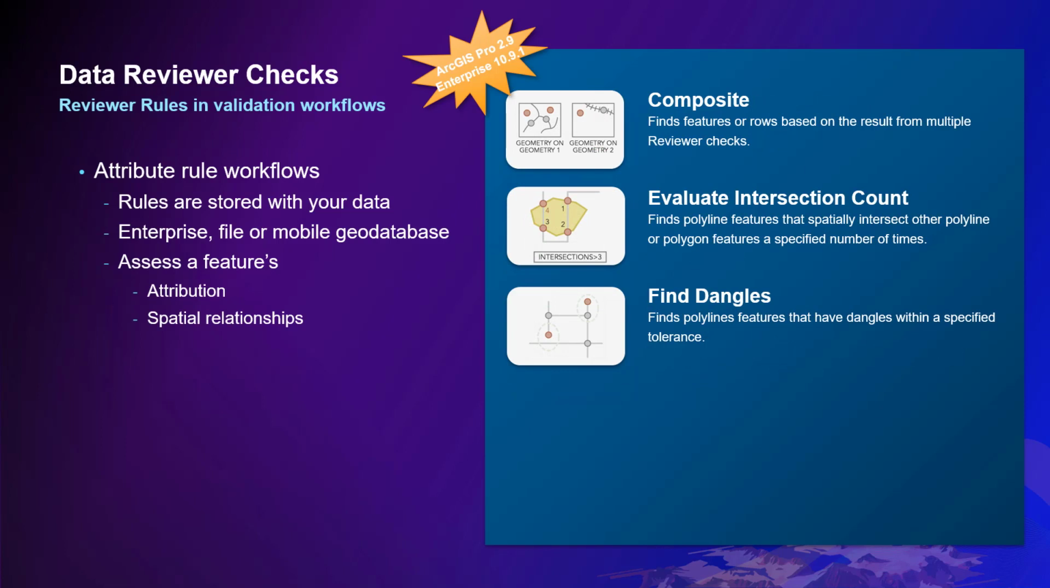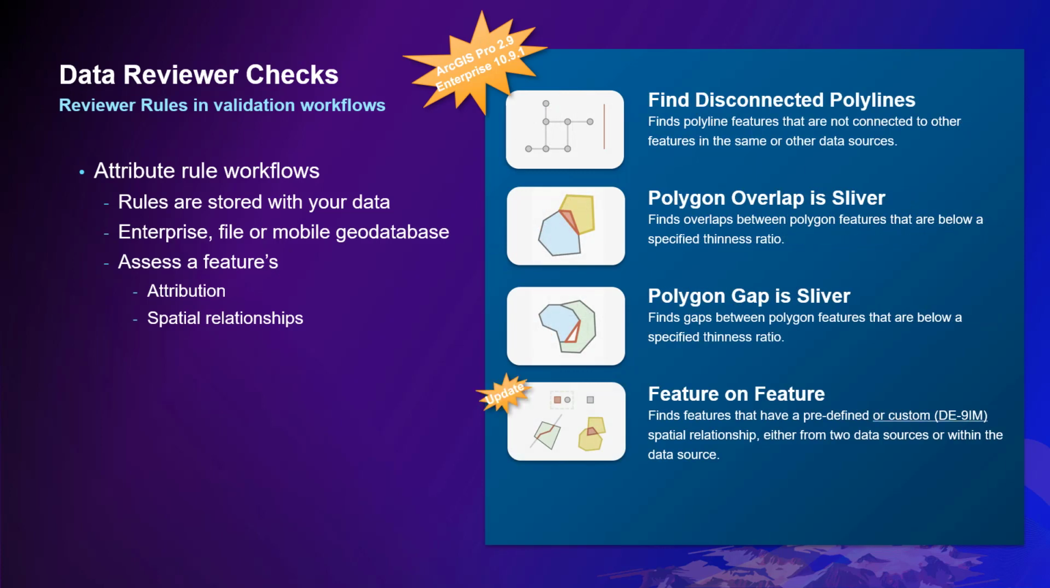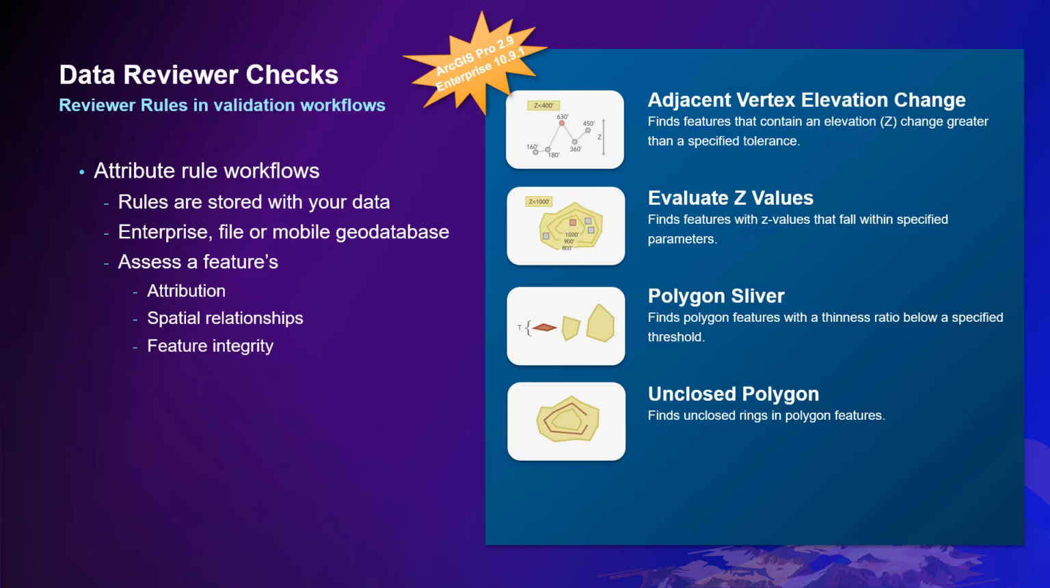Other new checks include those that assess the spatial relationship between multiple data sources. These include checks which find errors based on results found from the configuration of multiple Reviewer checks, as well as features that do not have a prescribed spatial relationship with other features. Finally, a series of new checks have been added that enable you to assess the integrity of the features in your geodatabase. These include finding polygon features that are slivers, and Z-enabled features that contain Z values outside of a defined range, or those which differ significantly from other values on the same feature.